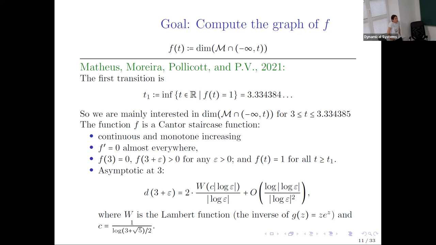Another result that was obtained shortly before is an asymptotic near zero. I don't think we have an asymptotic on the other side, near one, but near zero it is very close to the Lambert function. So D should be F? This should be F, yes, it is a dimension. I'm sorry, there are a lot of typos, thank you. There are even more significant typos on the website.